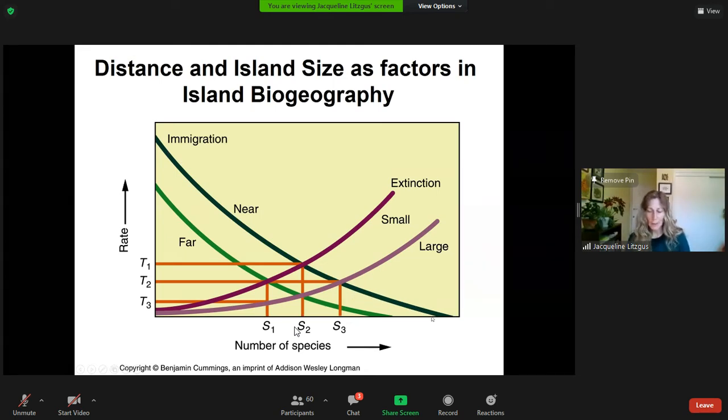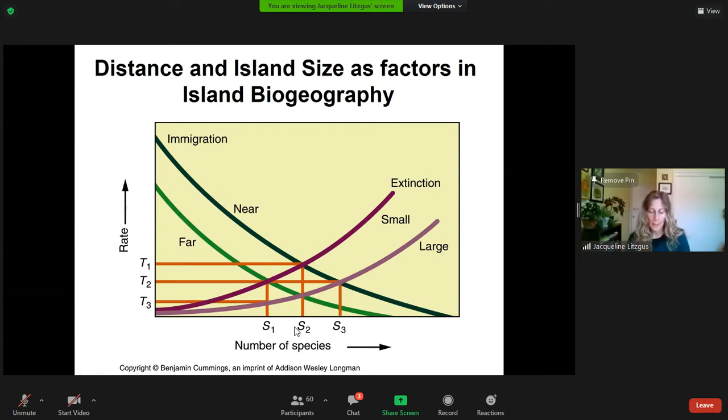So from any mainland pool, the immigration rate will be lower for the more distant islands than for the closer ones. So that's why the light green line is below the dark green line, right? Overall, far islands have a lower immigration than near islands. So we're accounting for that by showing these two examples of a near and a far island, right? That light green line is below the dark green line, meaning that it's lower on this y-axis. So far islands have lower immigration than near islands.